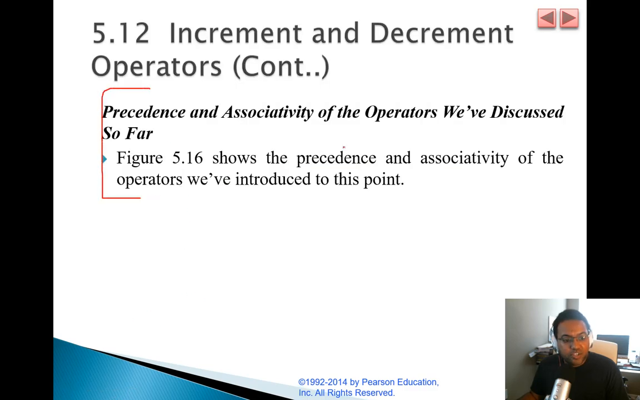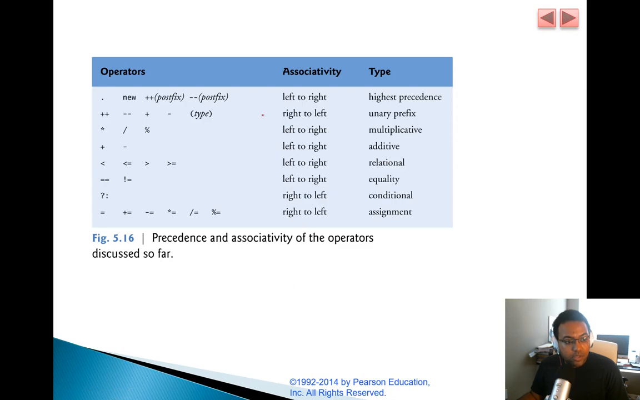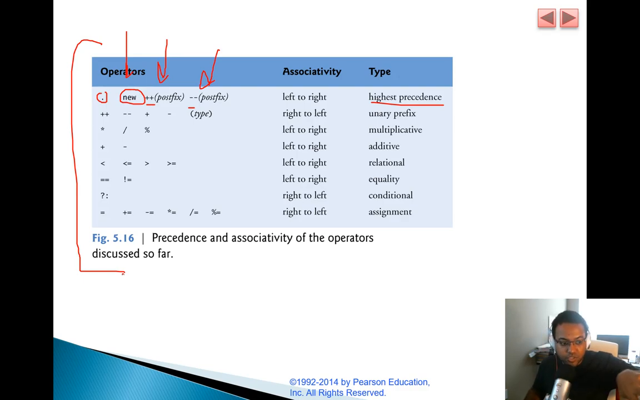So we're going to show precedence and associativity of the operators we've introduced to this point. You have new, and the postfix plus plus and postfix minus minus from highest precedence, left to right. Dot is first, new is second, and so on. This is kind of like PEMDAS, and it goes over what is preferred. This is good to know.